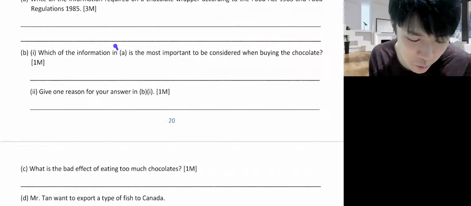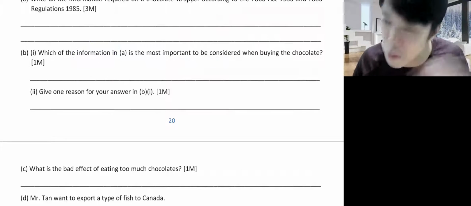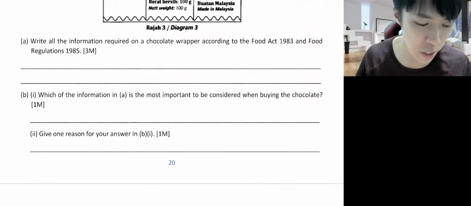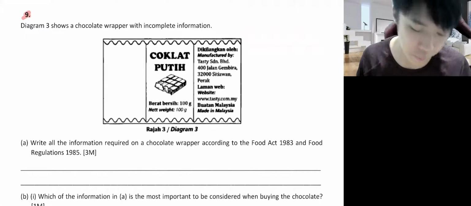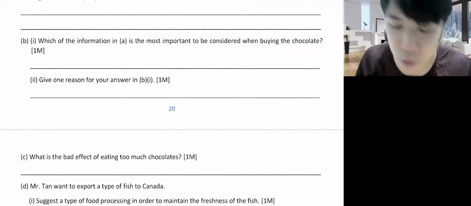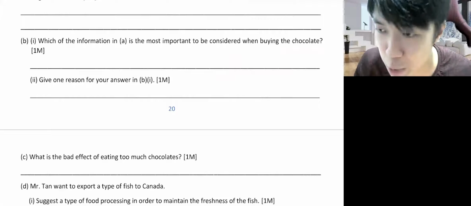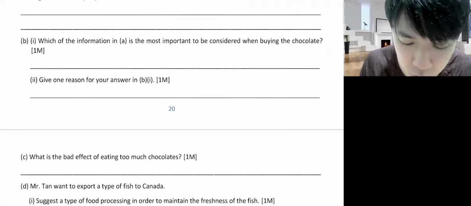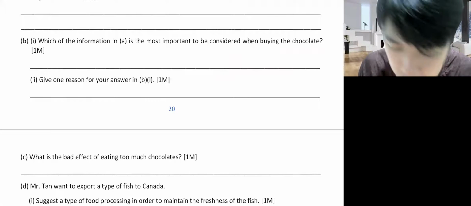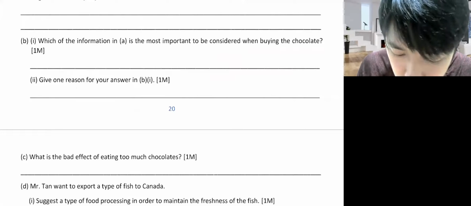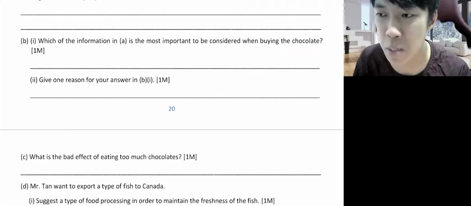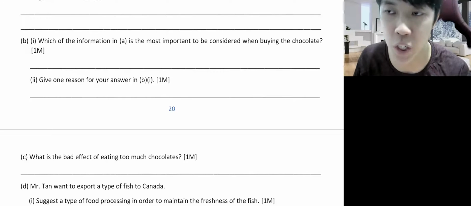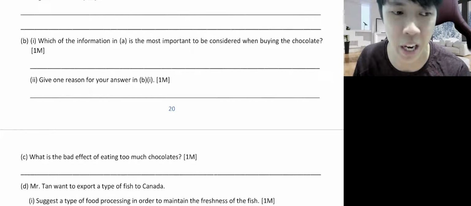Which of the information is most important to consider? Obviously, this is a standard question. The first most important thing is to look for your expiry date. Why? Very easy. To prevent buying expired food, which may cause food poisoning. That's the reason why we look at the expiry date. The second most important thing is the ingredients. Some people have allergies. You have to check, like, I cannot eat dairy, I cannot eat nuts.